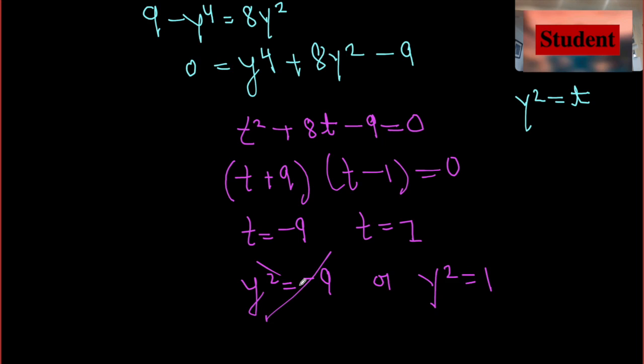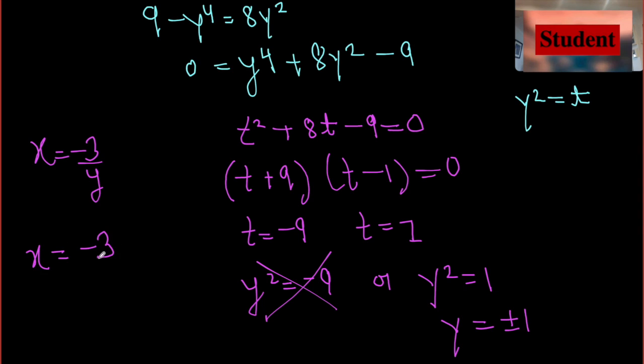The square of any number can't be negative, so we have to remove this. So y² is equal to 1, so y is equal to plus or minus 1. Is it not true? So if y is equal to plus or minus 1, what was x? x was −3 over y. So if you take 1, you will get −3, that's true, and if you take −1, you will get plus 3. Here y was plus 1 and here y was minus 1.